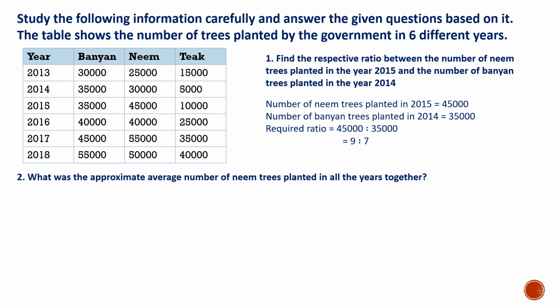So for this, we have to first find what is the total number of trees planted in all the years. Then we have to divide by the number of years. So the number of years is 6. So first, let us add all the total numbers.